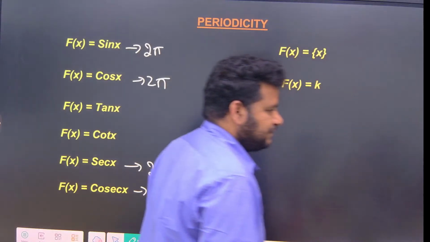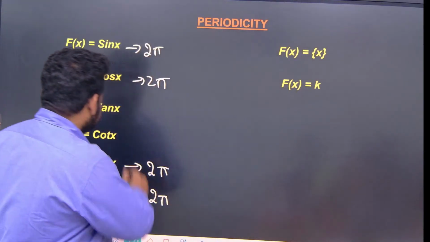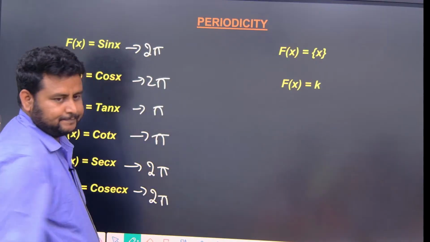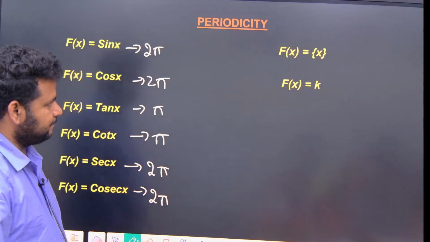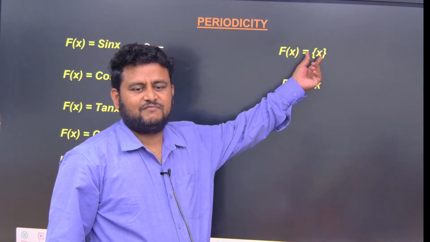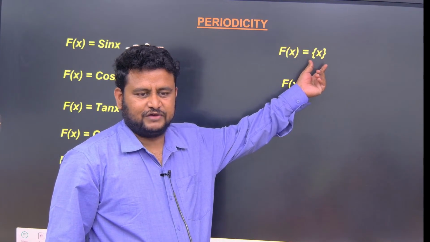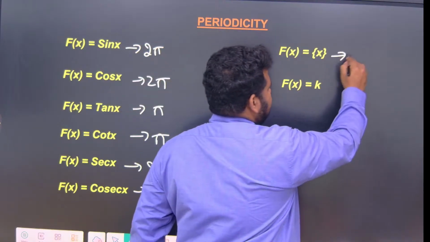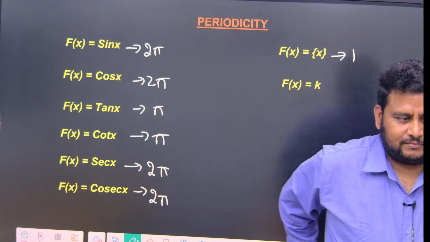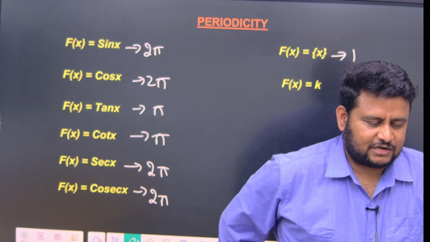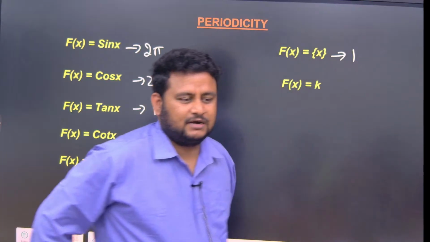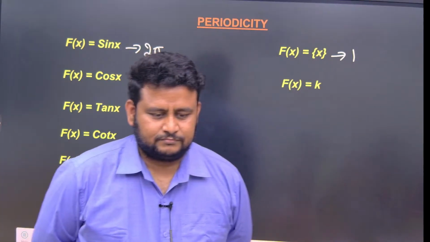Now when we talk about tan x and cot x, the period is pi. Please make a note of it. Next, the fractional value of x, the period is nothing but 1. If f of x is constant, what is the period?